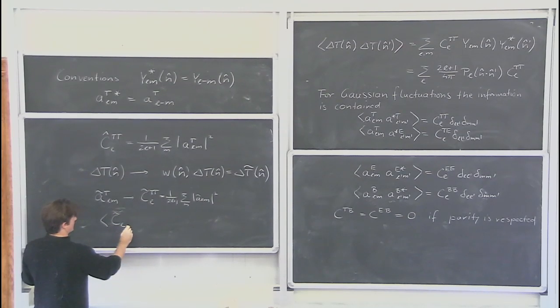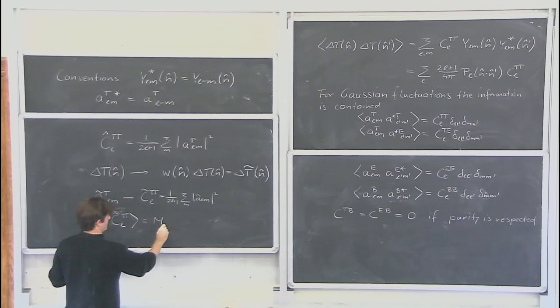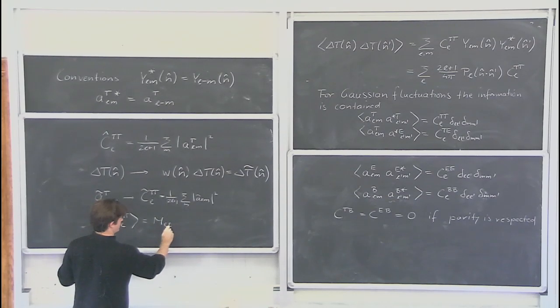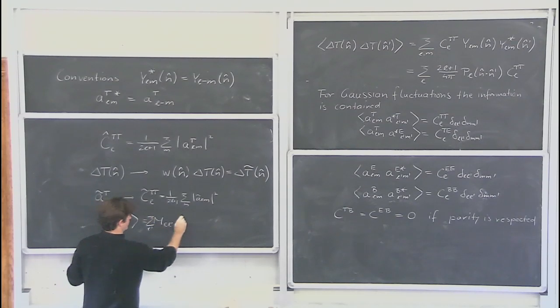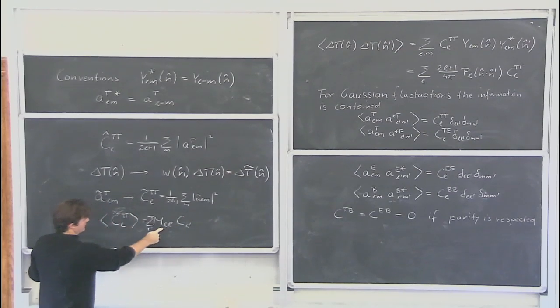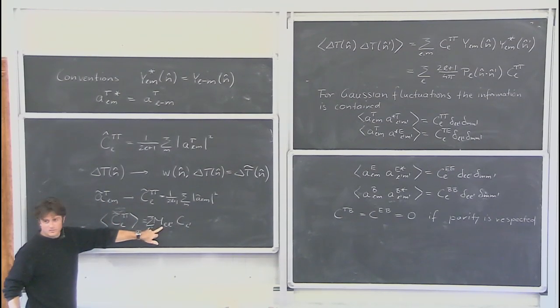There's a relation that relates, at least on average, if you take the ensemble average of C_L tilde TT, then this is related to the other ones by what is called the mode coupling matrix, sum over L prime of the true C_Ls that you're interested in. And so when you're trying to estimate these, what you want to do is invert the mode coupling matrix.